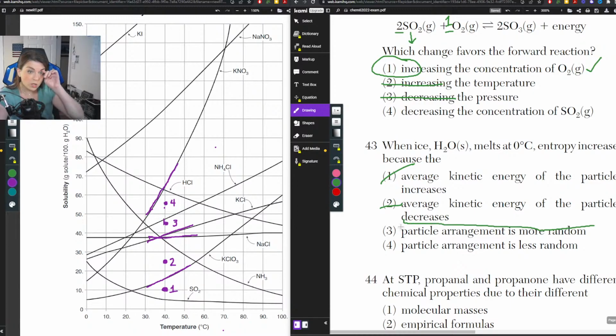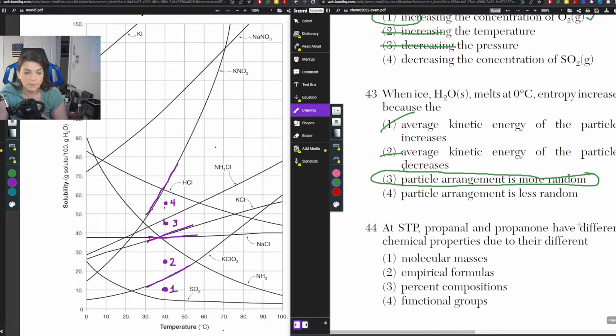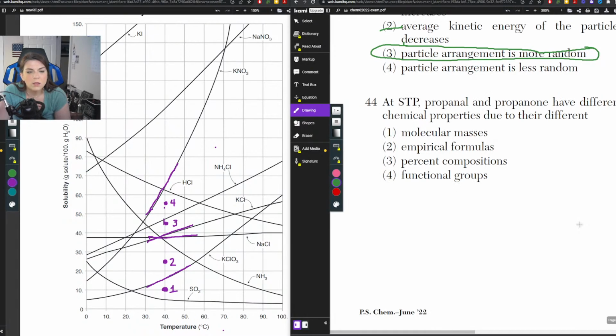When we melt, we're going from solid to liquid, and as that happens, your particles are like making a puddle. They're getting less organized. This was a free response question. These tests are so repetitive.